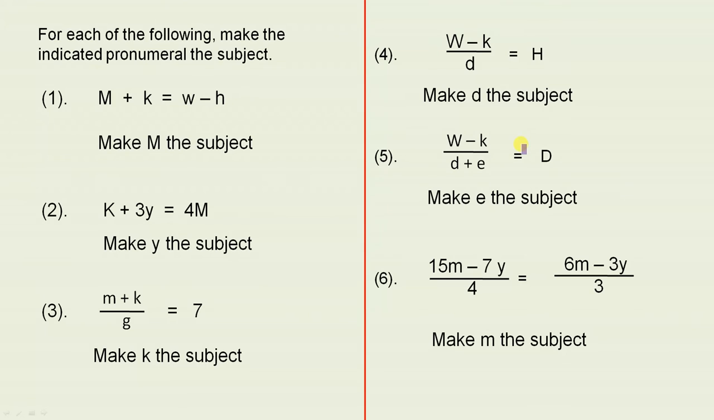And number 5, W minus K over D plus E equals capital D. We have to make E the subject. And finally, this is a very interesting one, but we can do this because we have seen equations like this before, and we know the manipulations that we have to do. Here we have to make M the subject.